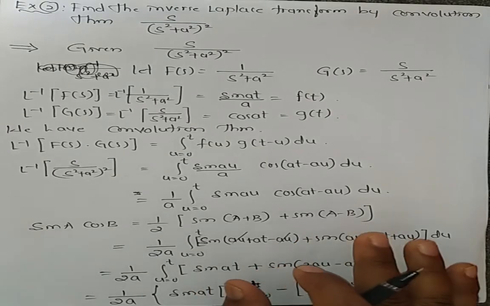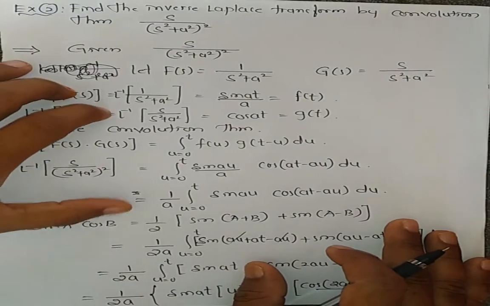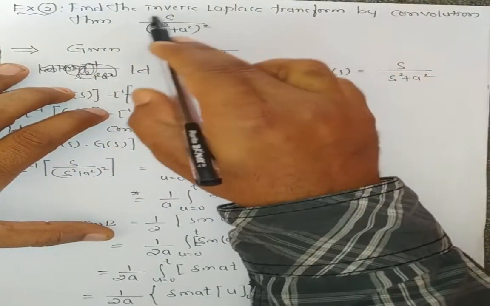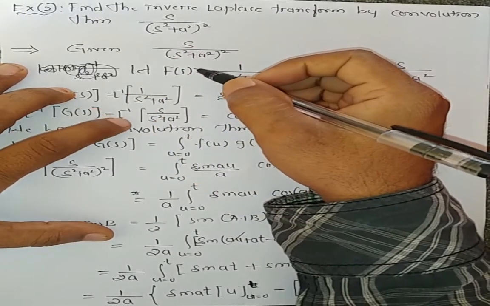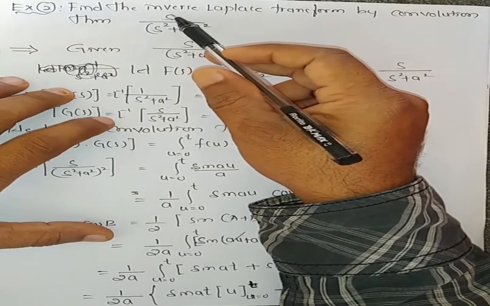Okay, my dear students, let us discuss convolution example number 2, that is, finding the inverse Laplace transform by the convolution theorem. The example is given. As I told you in the first example, you have to split this into f of s and g of s. How can you split?